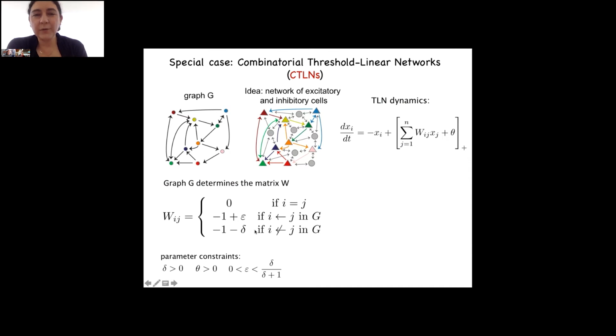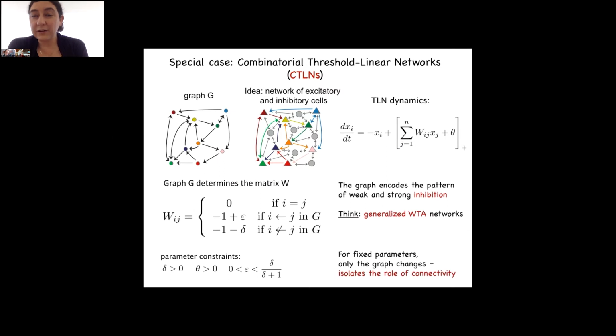Okay, so you can think of these as some kind of generalized winner-take-all networks. So they're competitive networks. All the neurons are competing against each other. They don't like to co-fire. The firing of one is causing inhibition to the others, but some inhibition is stronger and some is weaker.